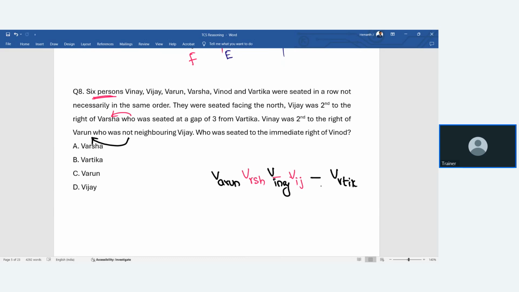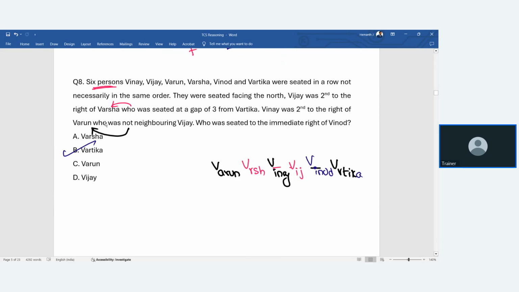Finally, this is related to Vinod. One slot is left over among 6 people, that's Vinod. Now, who is immediate right of Vinod? Vartika. This is Vinod for sure, only one spot left over is for Vinod. Vinod's immediate right is nothing but Vartika. So we can go for option B. Vartika is the answer. Clear? Now let's move to the next one.